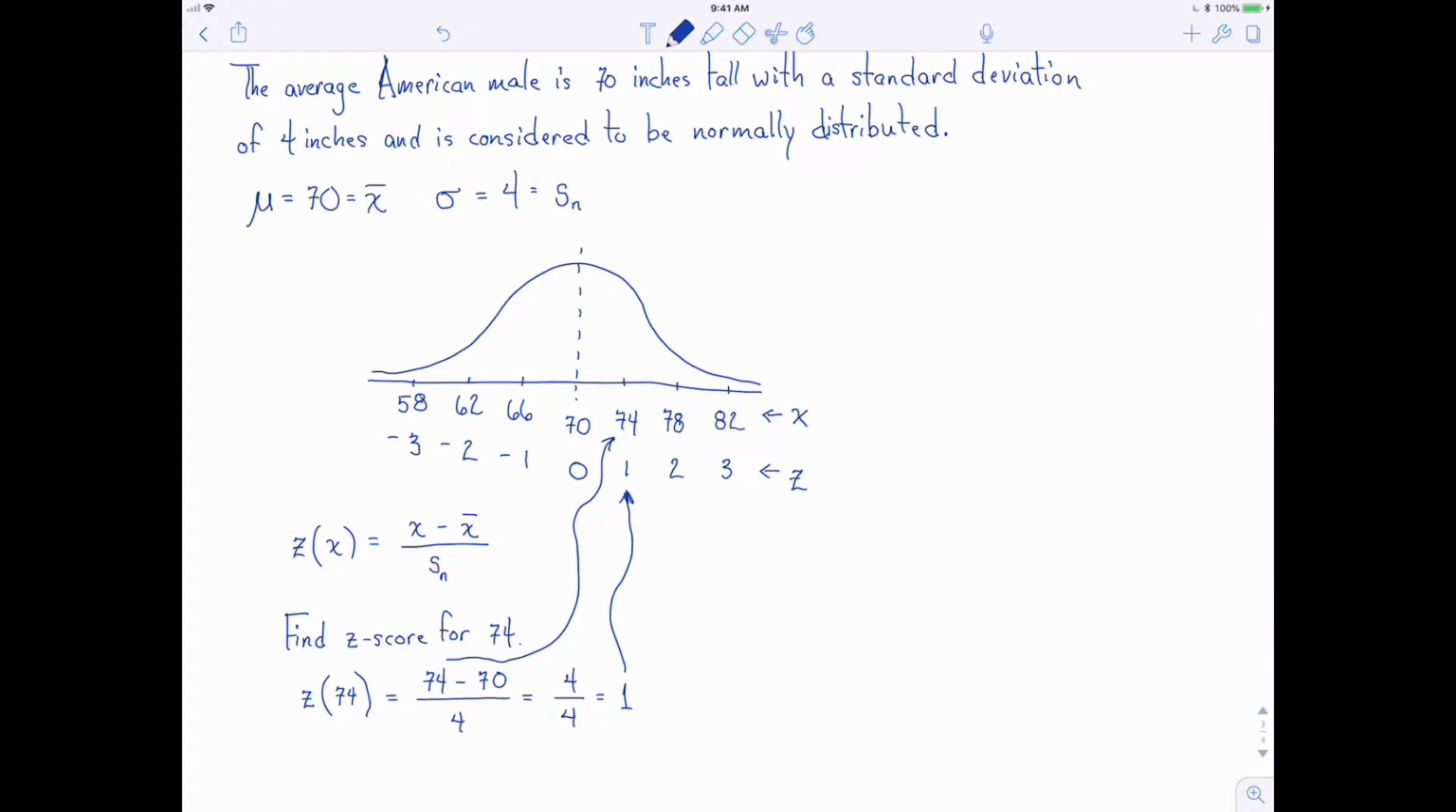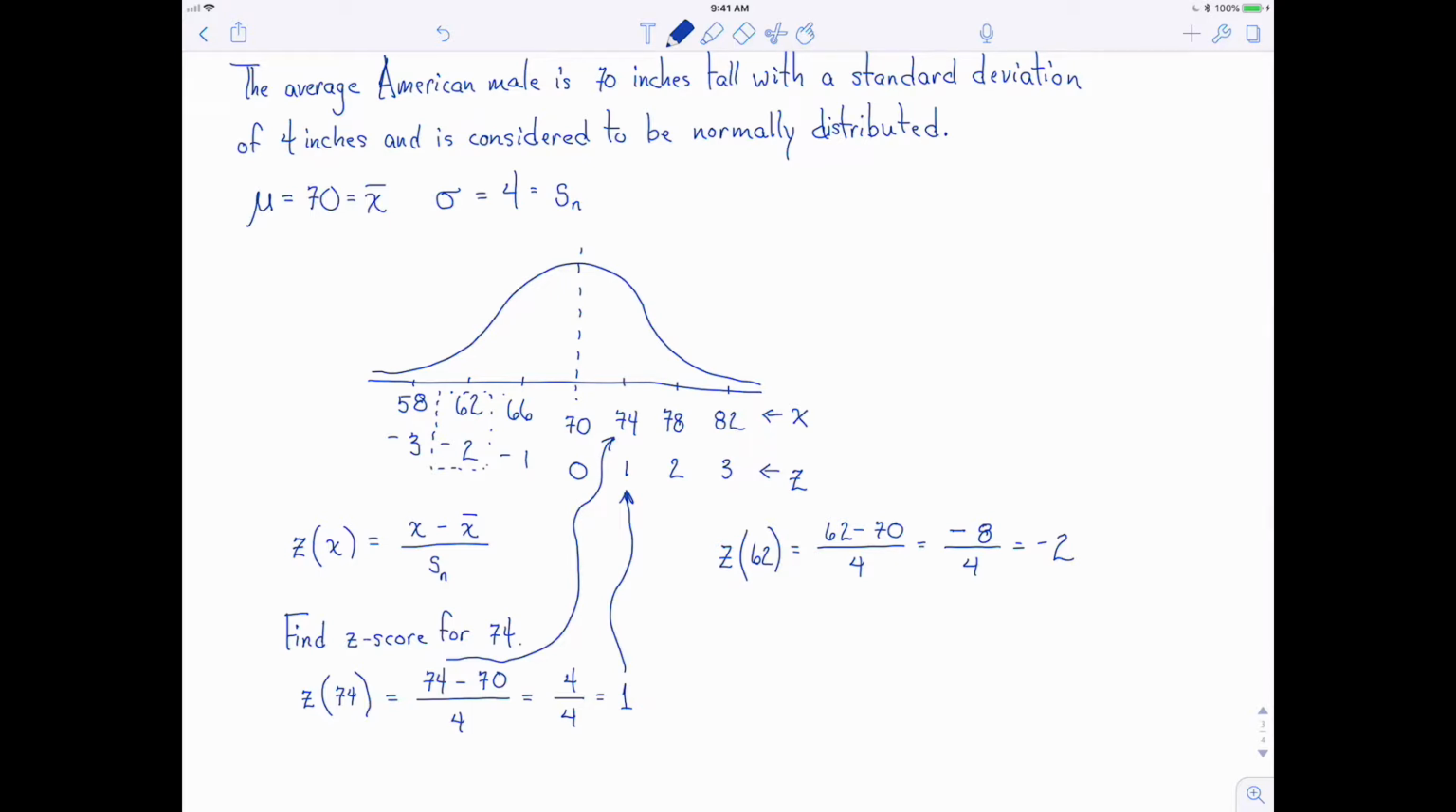And let's try one more. Let's find the z-score. Let's try one below, like 62. So that would say you take 62, you subtract the mean of 70, and you divide by 4. Now, if you take 62 and you subtract 70, that's -8. Divide it by 4, and you get -2. And if you notice up here on our picture, that's the same thing that we have on our picture.